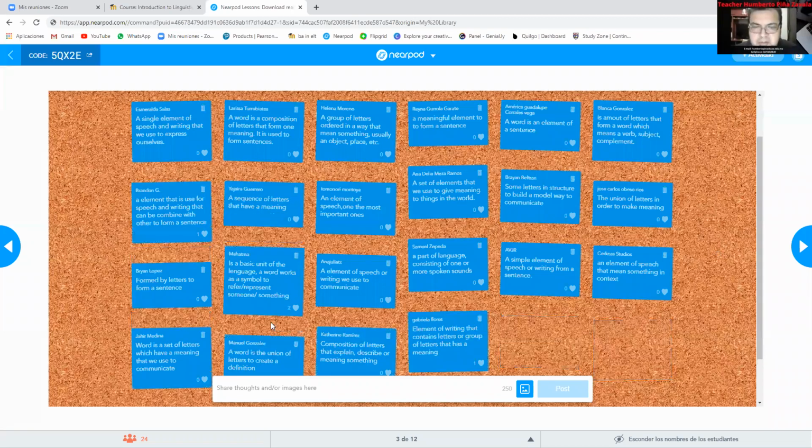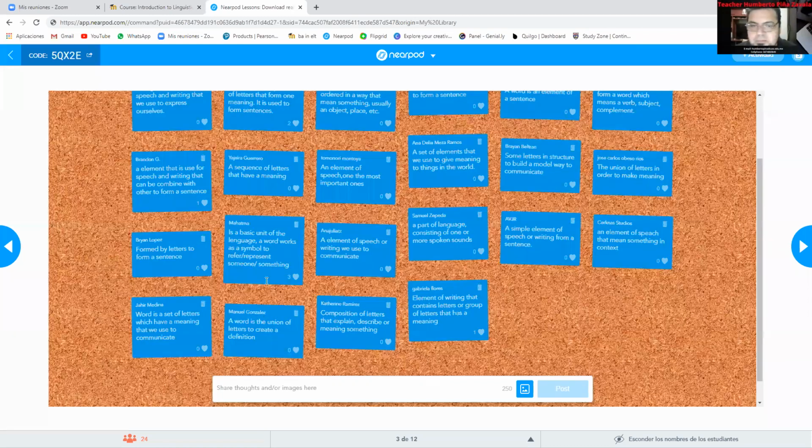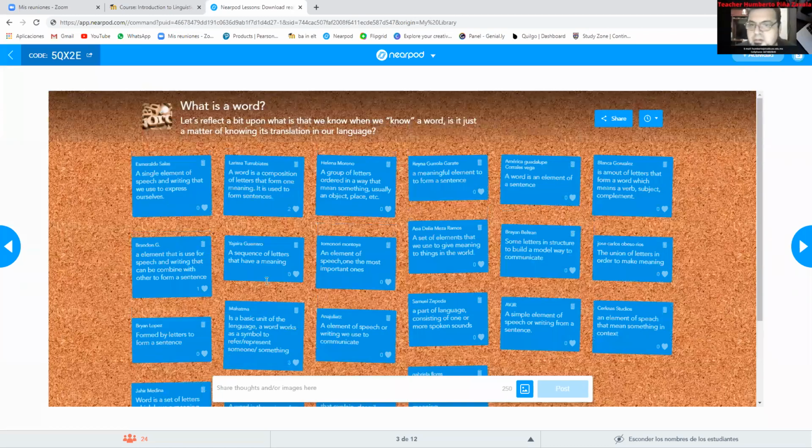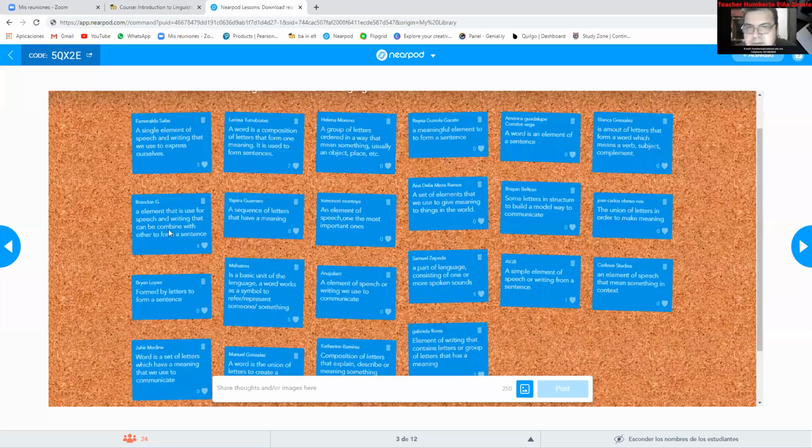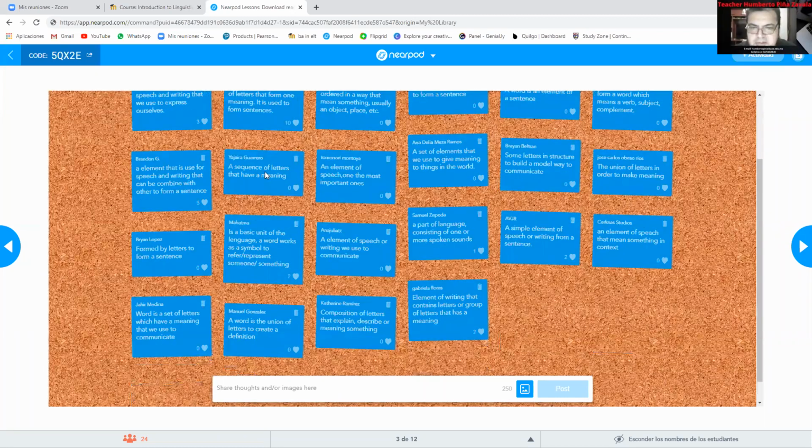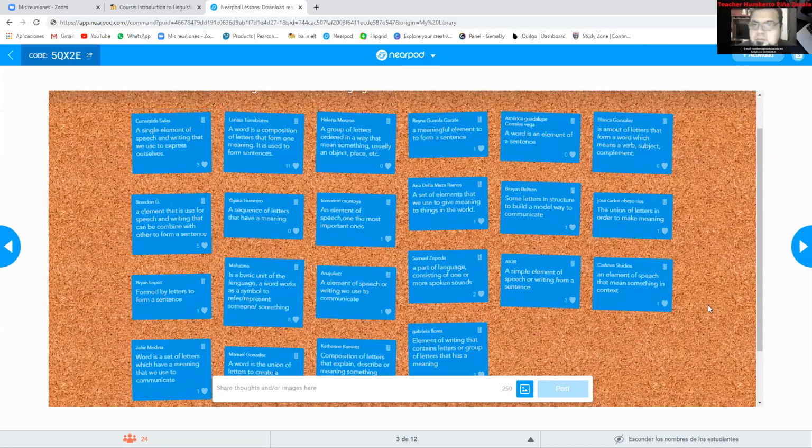That's good. All right, so you got 1 point here for basic unit of language. 2, getting more. 3. Okay, we got 2 for a composition of letters that form one meaning, an element. Okay, so far this one is winning. Oh, this one is, oh my God. Composition of letters. Okay. That's 10, 17, 20, 25. I think, okay. Didn't know we could vote more than once.